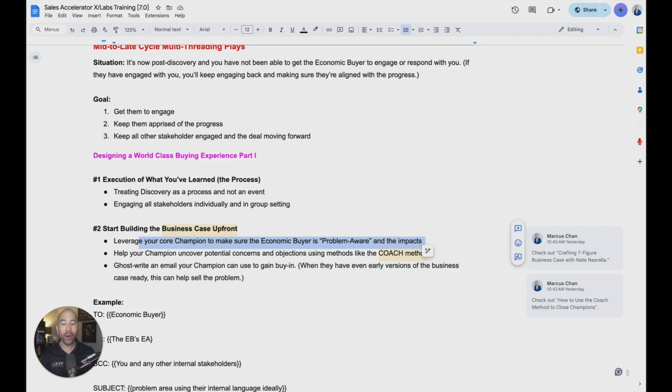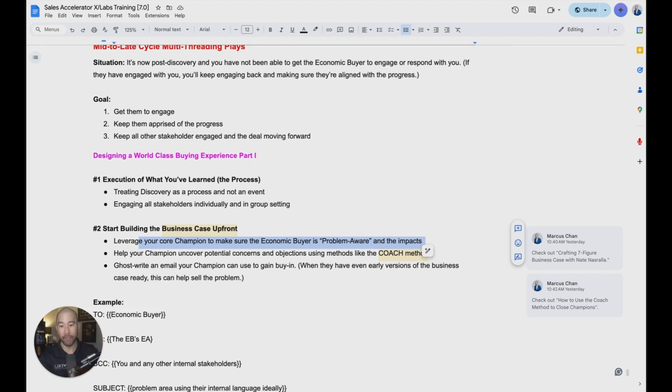So we want to make sure, especially if the economic buyer is completely detached and separate, depending on what we sell, and not engaging at all, that our champion is proactively making sure that economic buyer is aware of the problem, and not just aware, but aware of the actual impacts of the problem and how it impacts that economic buyer, the company initiative, and creates more risk.